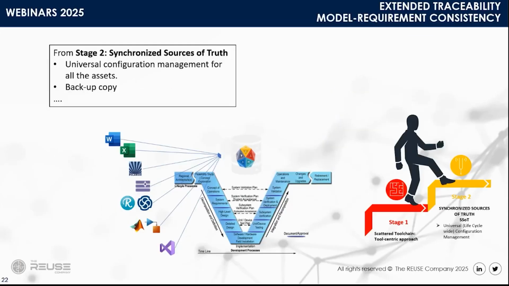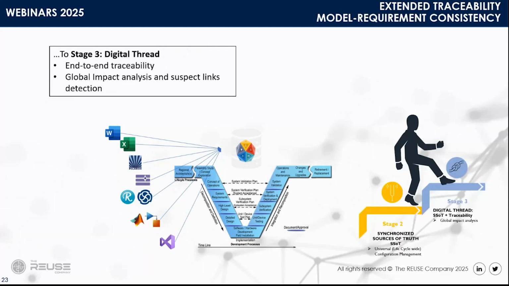So we're moving from stage 2, which is a universal connector approach that's bringing all the sources together inside one repository and creating a backup copy at the same time, because you are able to revert versions and so on. So from this model to a digital thread model, creating links between the different sources. So end-to-end traceability and global impact analysis are enabled together with the suspect links detection. So we'll see some examples.